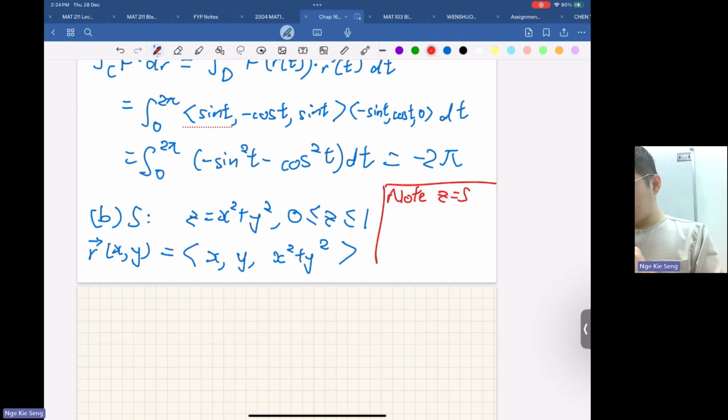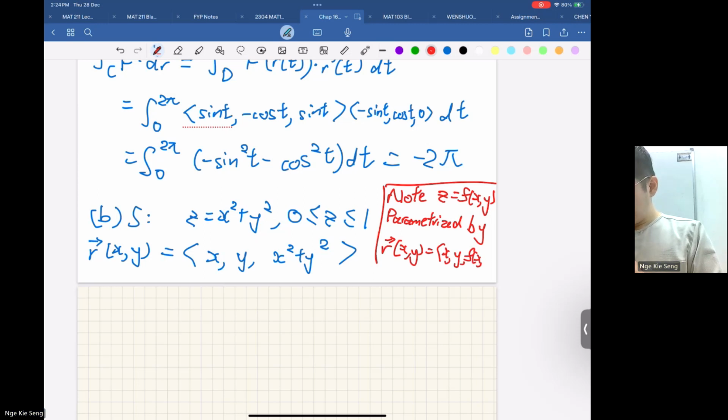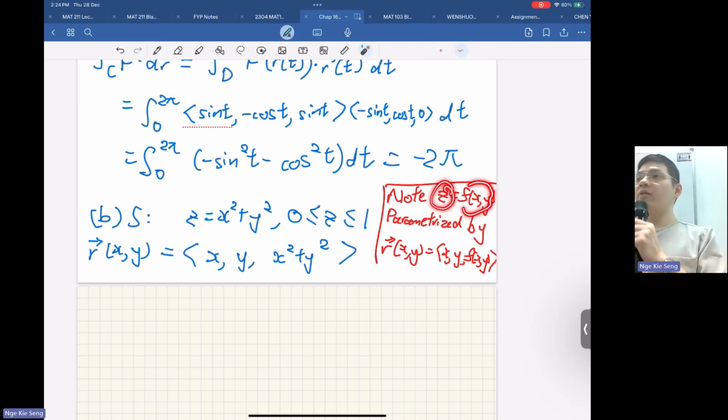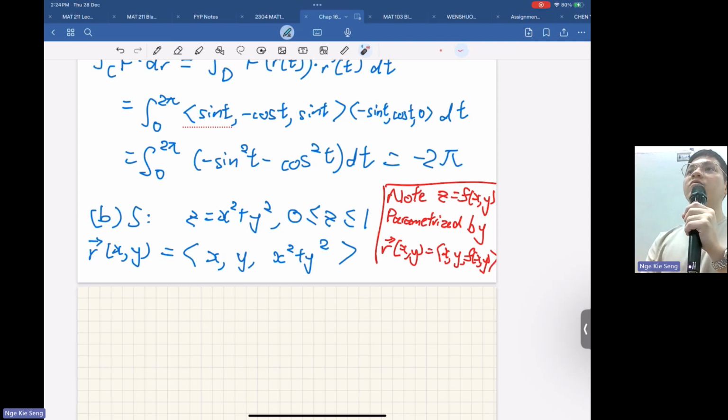The easiest case, for a surface z equals f(x,y), you can always parameterize by x, y, and f(x,y). Because once you have z equals f(x,y), you have one variable depending on two variables. But to parameterize the surface, you need two independent variables. Then just make x and y independent, and then z will depend on them. This is the easiest case, if you have a surface z equals f(x,y).